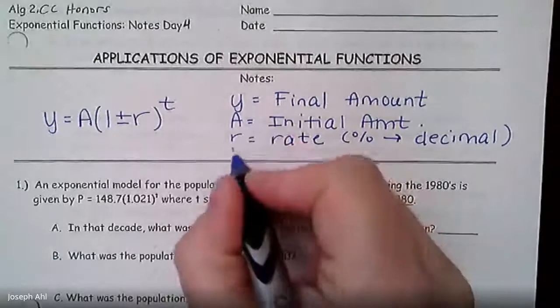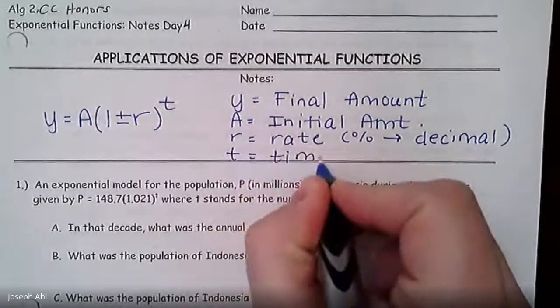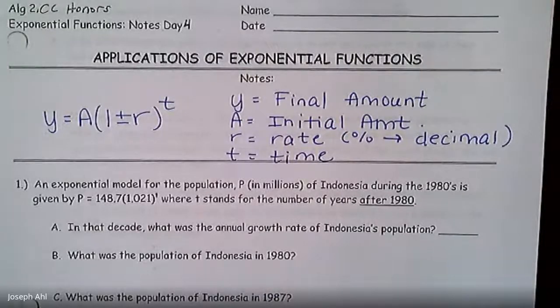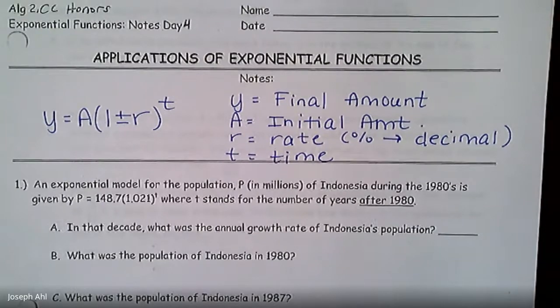And then finally, t is time. And t is usually time in years, but it doesn't have to be. For example, when we're talking about bacterial populations, those are going to grow most likely very quickly in an hourly fashion. So I would say most commonly t is time in years, but that's something we'll want to pay attention to.